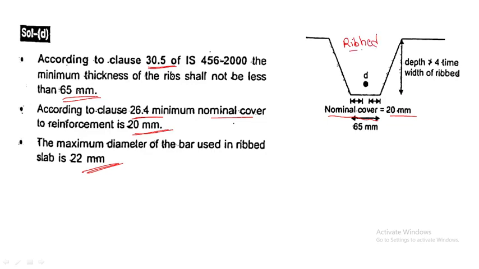So where is the ribbed slab used? A ribbed slab is used where the vibration is more, where you are using laboratories or a gym. In that condition you have to use the ribbed slab. For example, this is the first floor, right, and this is the second floor.